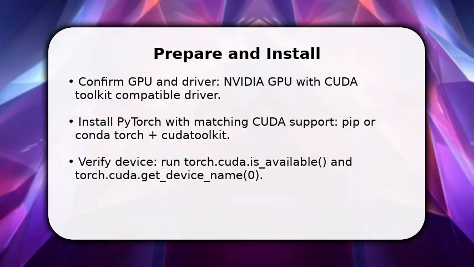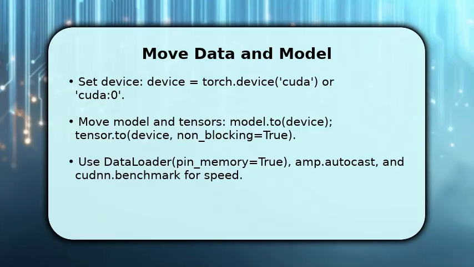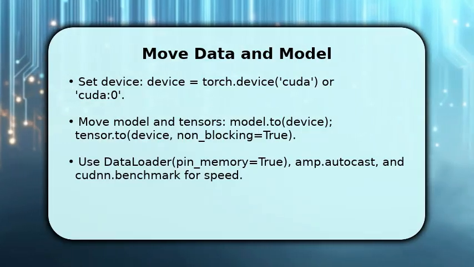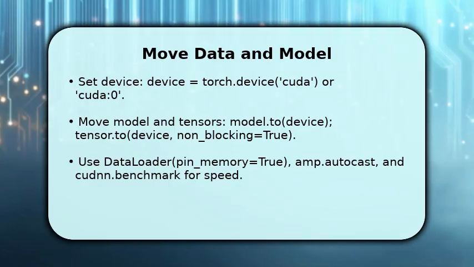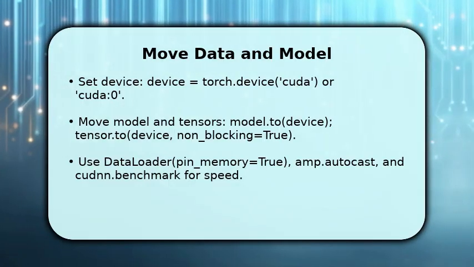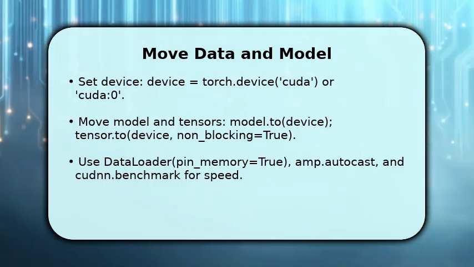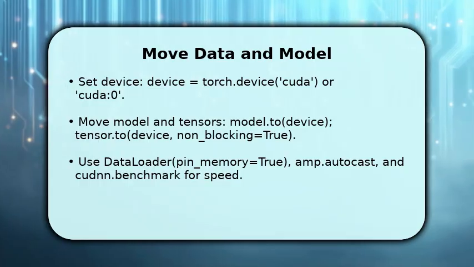Now make your code GPU ready by defining device equals torch.device CUDA, and moving the model and inputs there. Transfer the model with model.to(device) and tensors with tensor.to(device, non_blocking=True). This reduces host device stalls. Use DataLoader pin_memory=True to speed host to device copies.